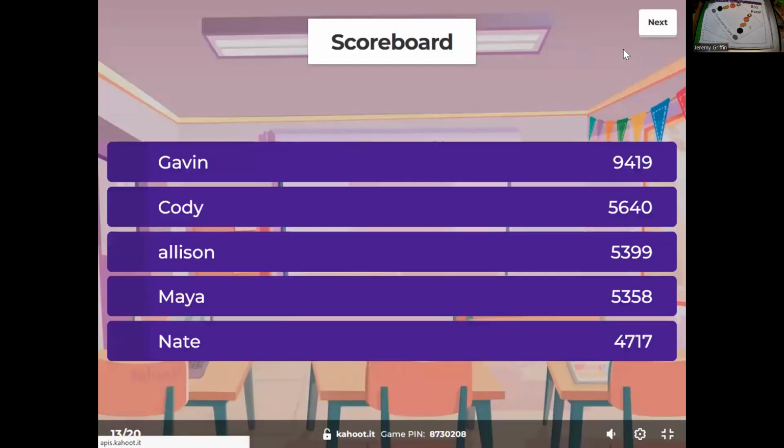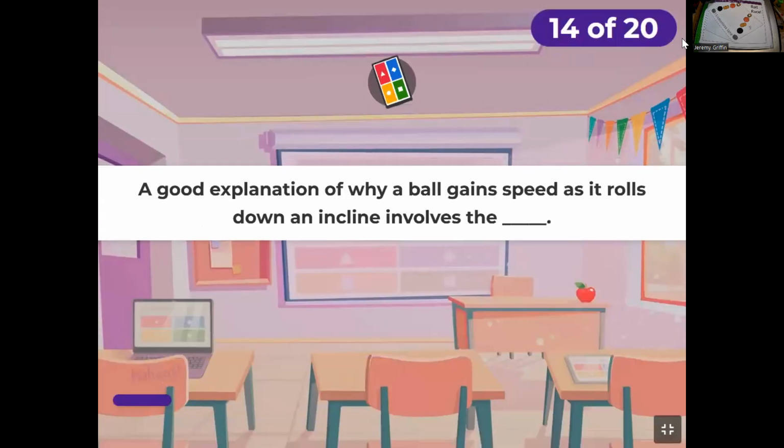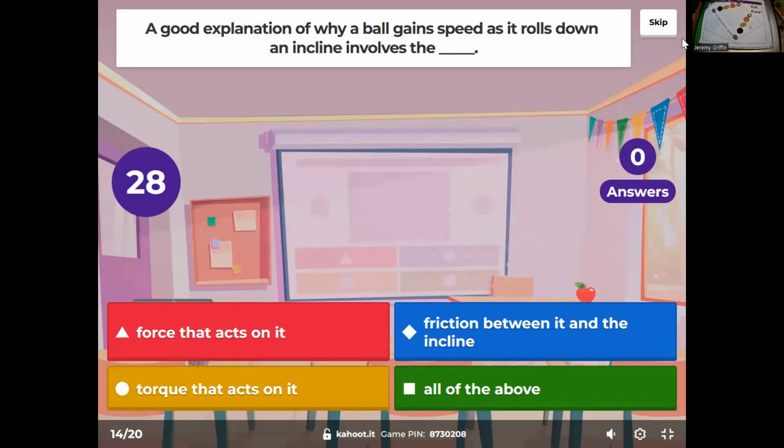Who got those points? Cody. A good explanation for why a ball gains speed as it rolls down an incline. Whatever you want to call it, you can go to the next one.